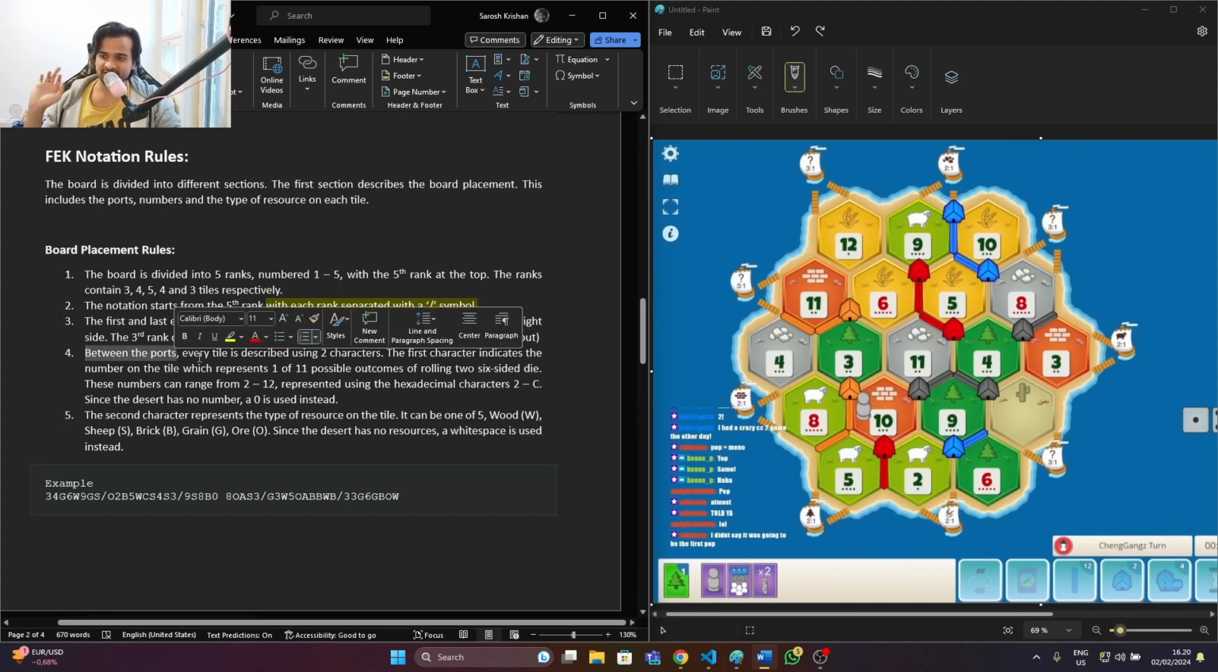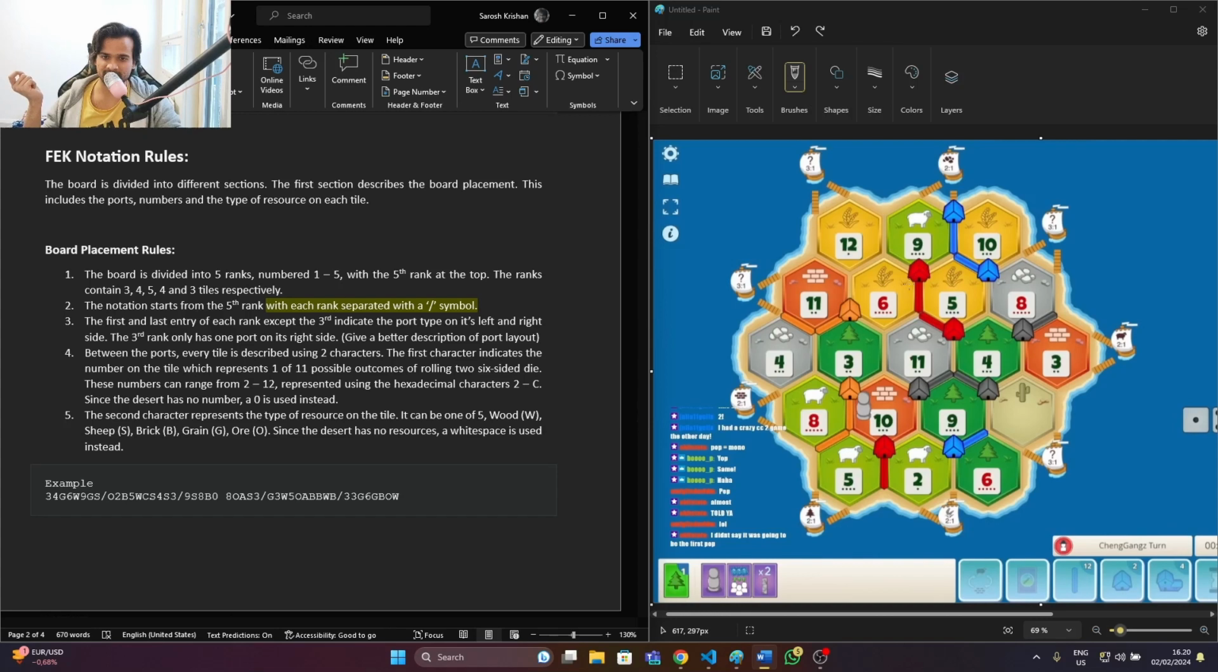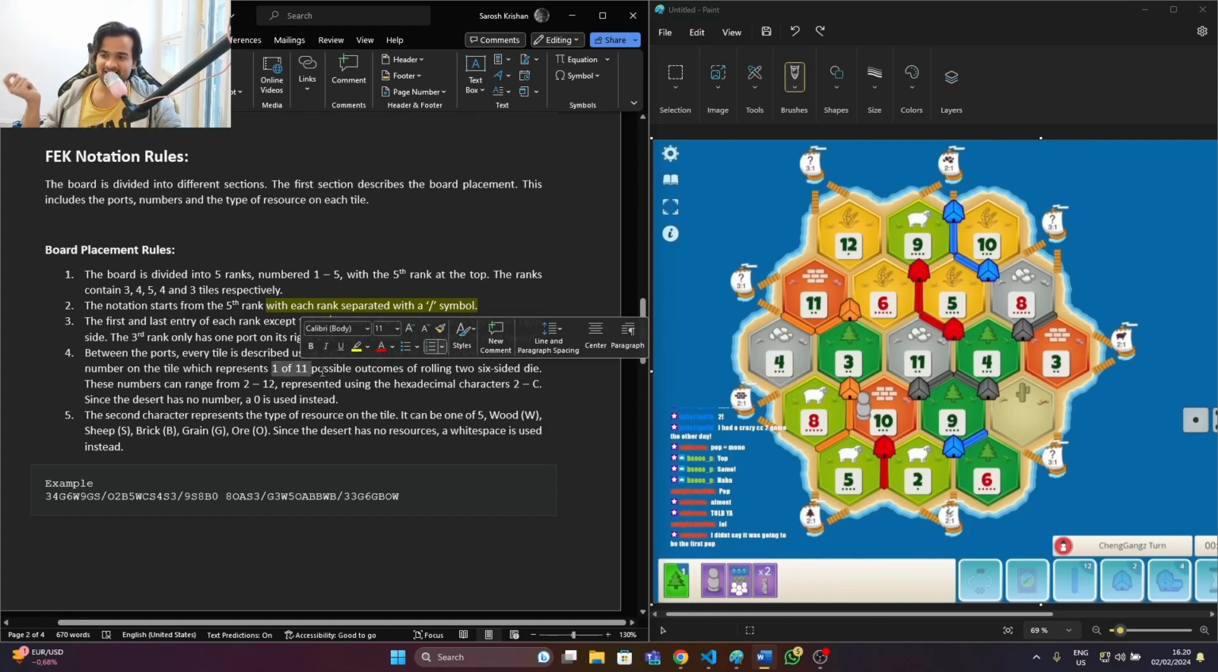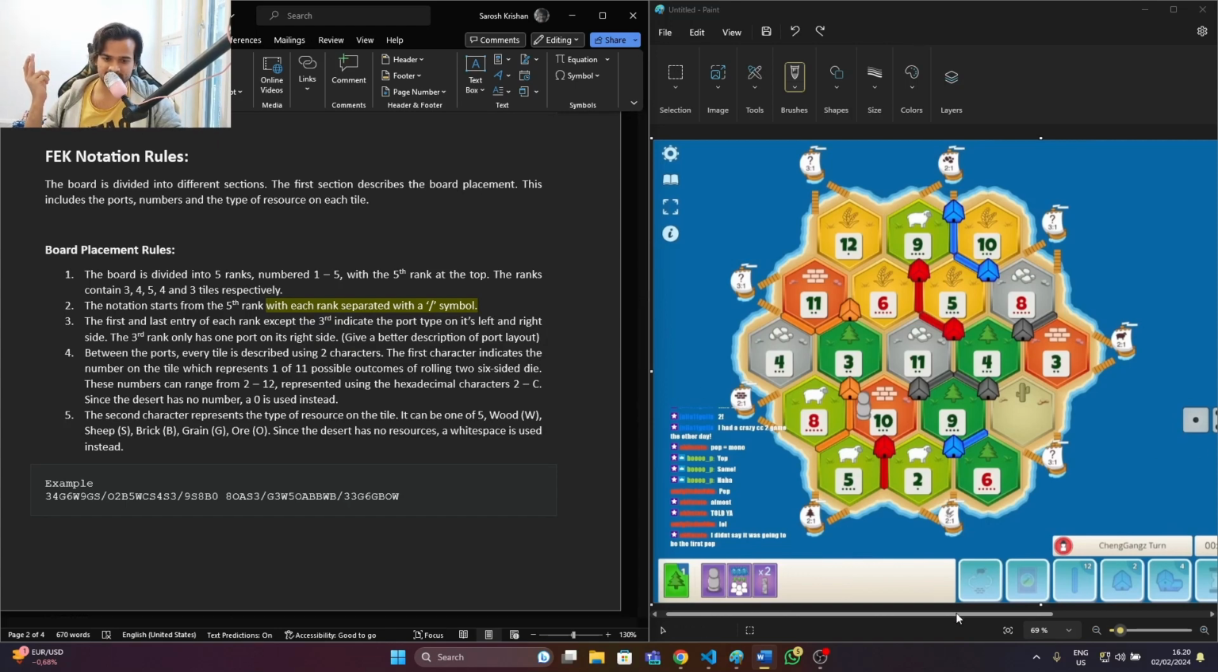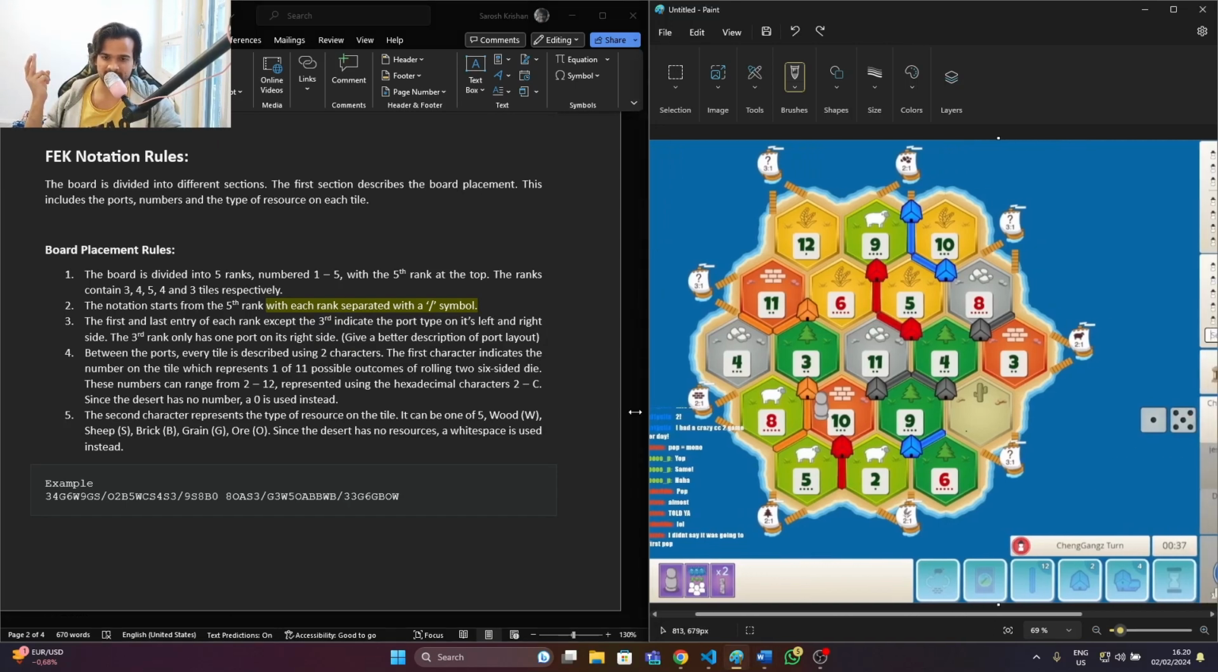Between the ports, every tile is described using 2 characters. The first character indicates the number on the tile. So you see these little numbers? They represent 1 of 11 possible outcomes of rolling 2 6-sided dice. These are the 2 dice that we need to roll.